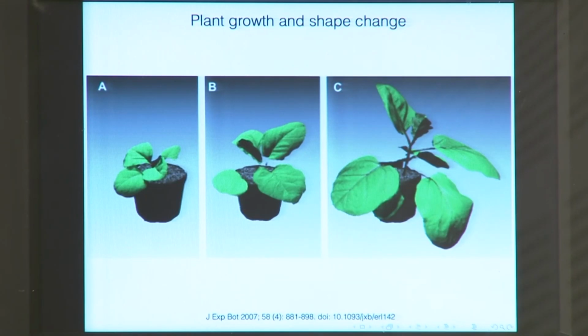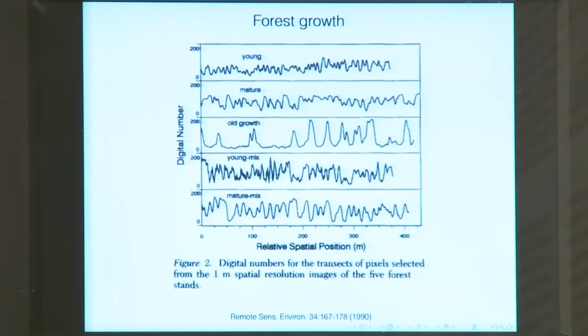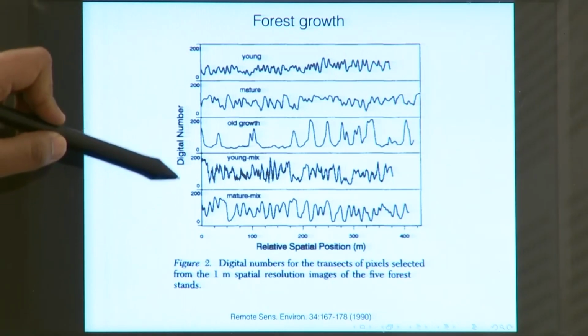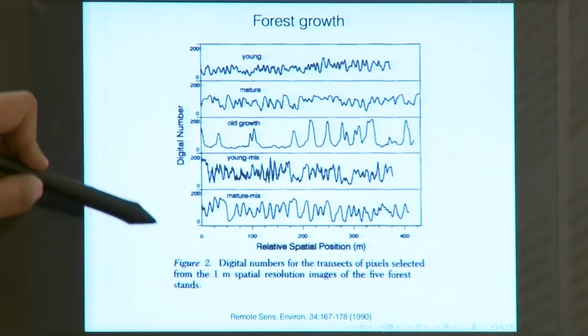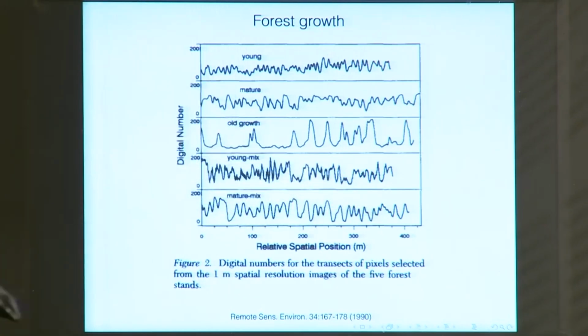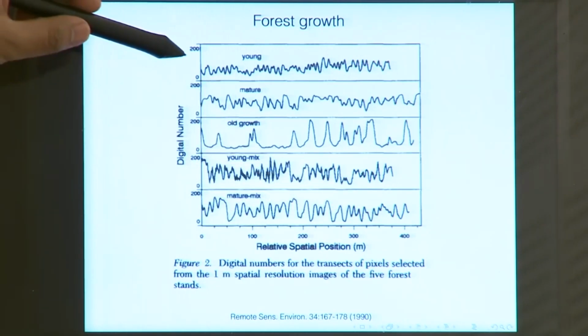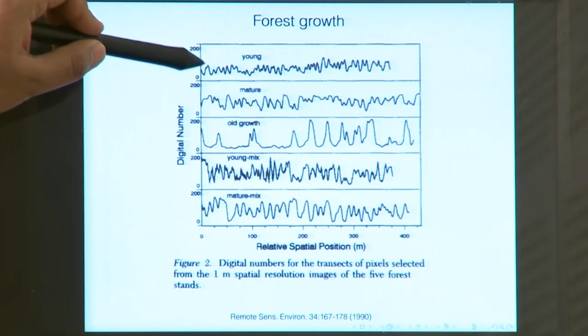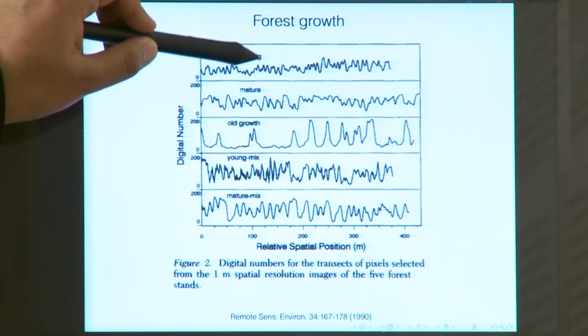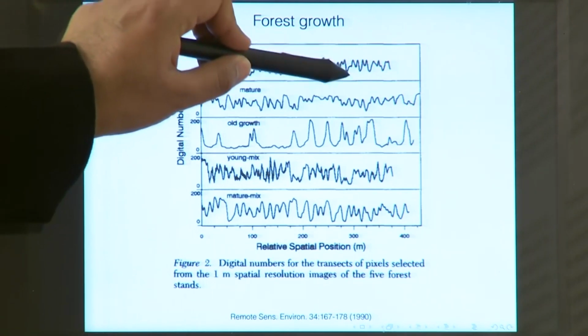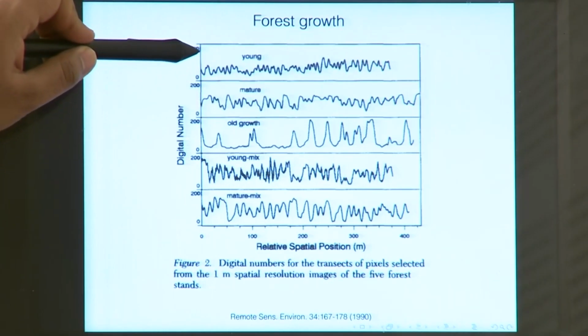Also, LiDAR is used to understand the growth of the forest. Now, how can you make use of a LiDAR to understand the growth of the forest? So, in all of these, the y axis is showing you the digital number, and the x axis is showing you the position of the trees. Now, in the first case, you are saying that you have these canopies that have a very short height. So, probably these are young plants.